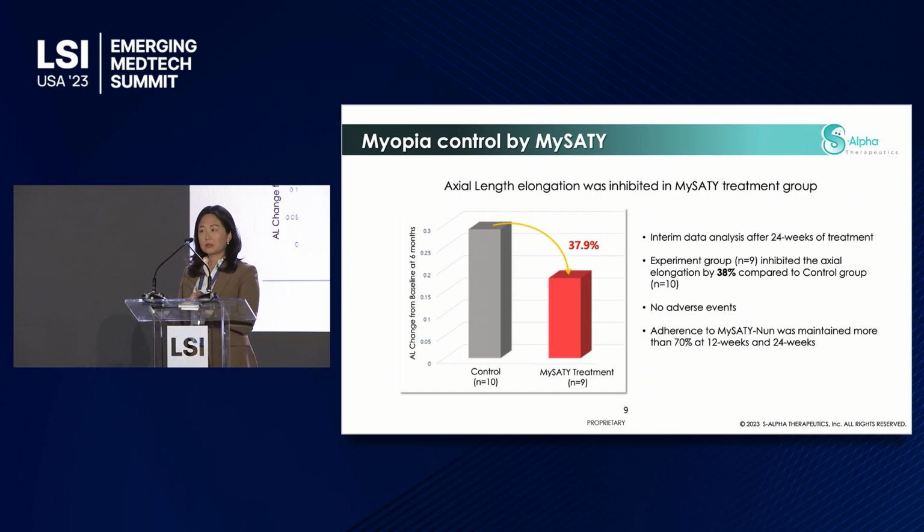From the results, what did we see? We saw a very promising effect of MySati in inhibiting the elongation of the axial length. In our treatment group, we saw about 38% inhibition of axial length, which also correlated with a lesser drop in diopters. And MySati didn't show any adverse events, showing that it is very safe for children to use. The children really enjoyed using our application more than 70% of the total 6-month treatment period.